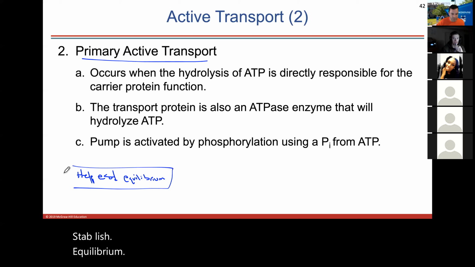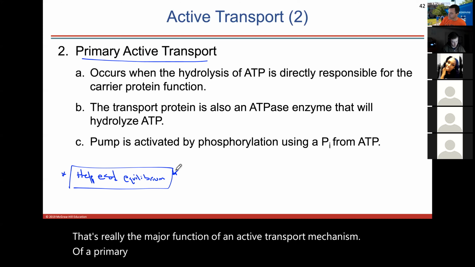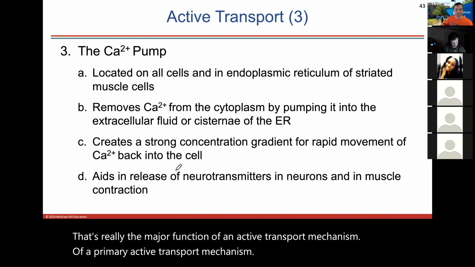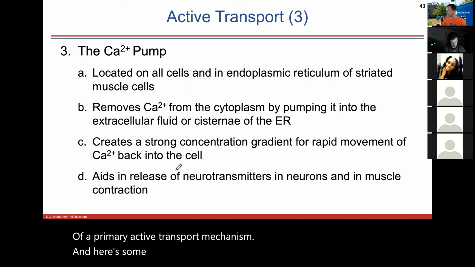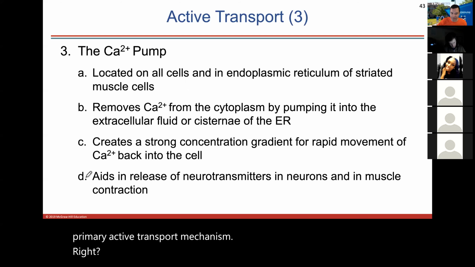Help establish equilibrium. That's really the major function of a primary active transport mechanism, okay? And here's some examples, guys. The calcium pump is an example of a primary active transport mechanism, right? We will see it a lot here.